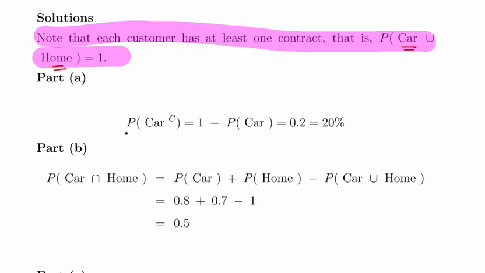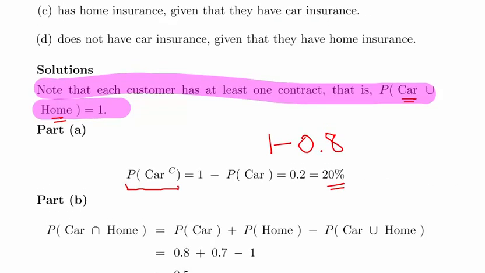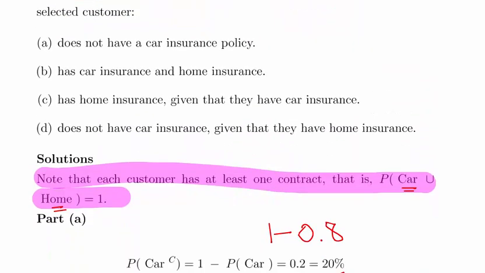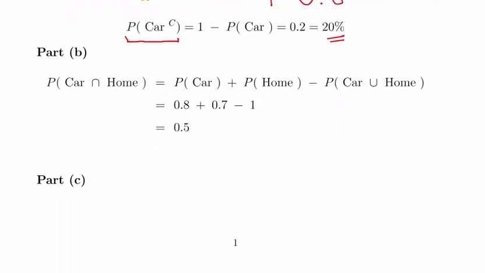The probability that the person does not have car insurance is the complement of the probability of them having car insurance, which is 1 minus 0.8, which is 20%. That's a straightforward one to get us started. Next, the probability of car insurance and home insurance. In case you're not familiar with this notation, that's intersection, which essentially means car and home insurance.